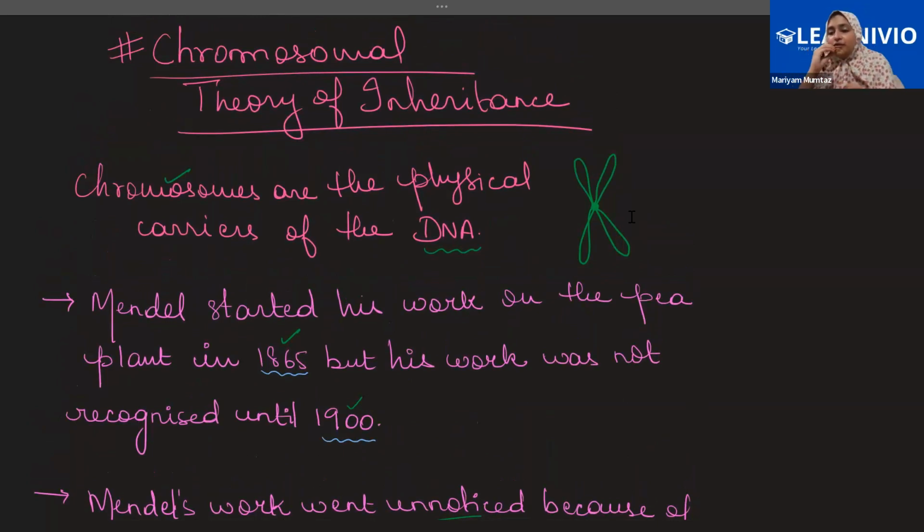Now talking about the chromosomal theory of inheritance. Now I told you what a chromosome is, right? This chromosomal theory of inheritance states that whilst the DNA is being transferred from one generation to another generation, it is not being transferred alone. Chromosomes are actually playing a great deal there.